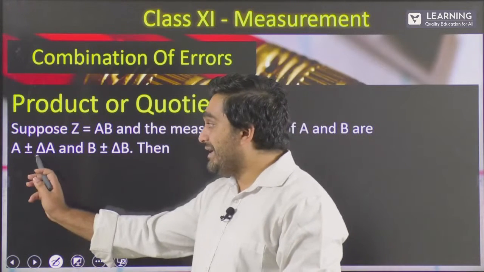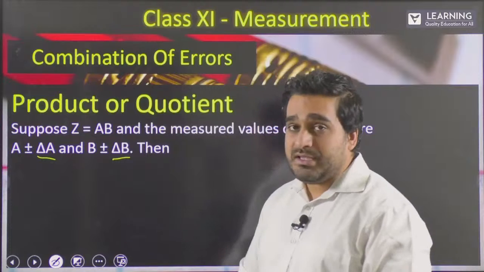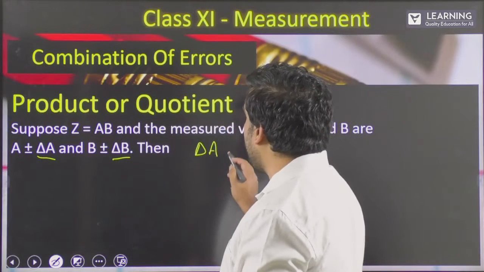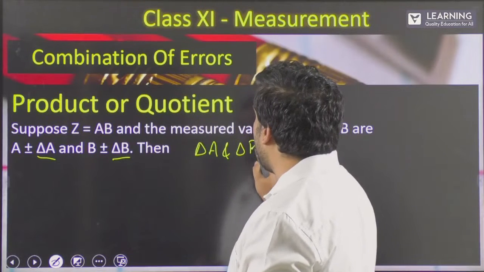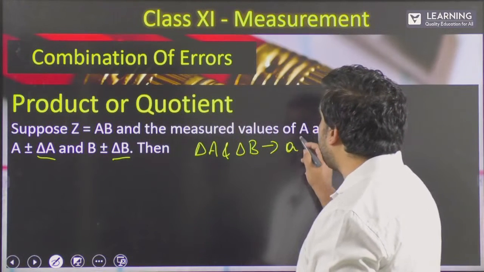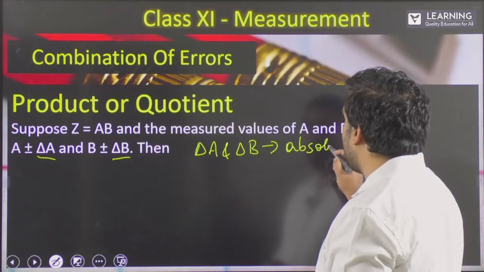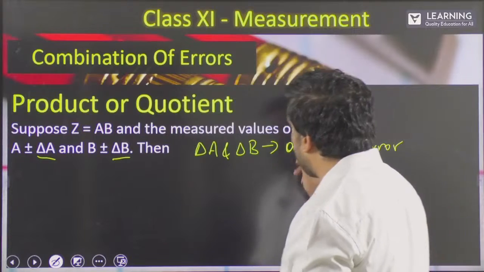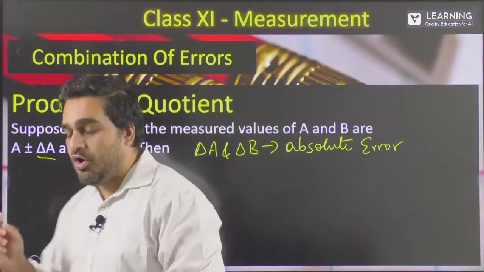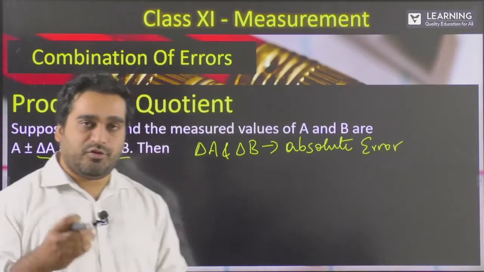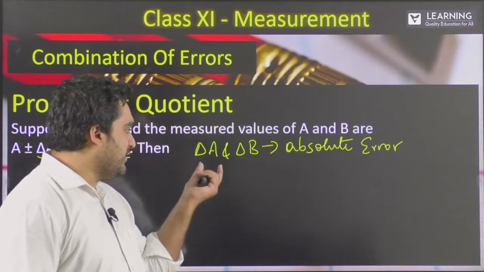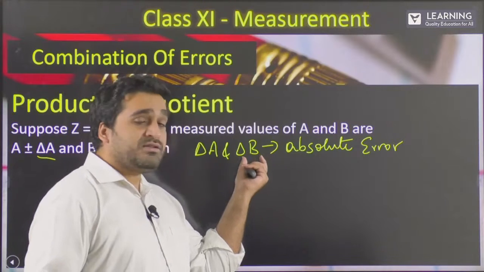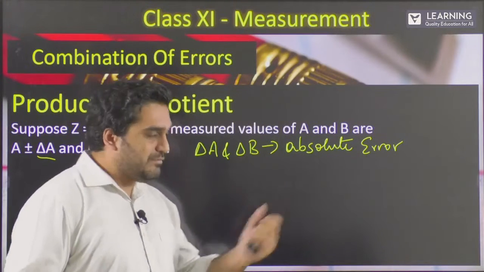Again, what is delta A and delta B? Let's write that one more time. Delta A and delta B are called absolute errors for the given quantities A and B only. For A, the absolute error is delta A. For B, the absolute error is delta B.